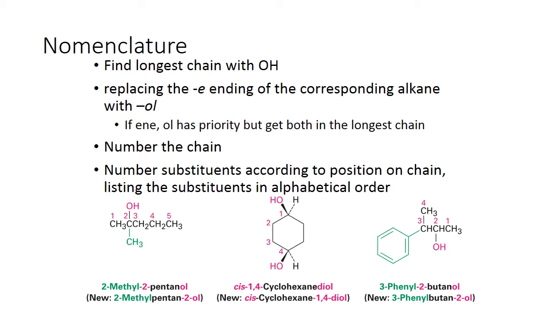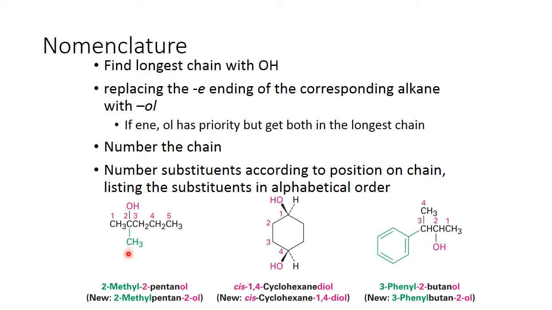Okay, so let's look at some examples here. If we look at this one on the left, you will see the longest chain is 5 carbons. So with 5 carbons, we're going to say pent. And then the functional group is ol, so we say pentanol. We will say 2-pentanol because the ol is on the number 2 carbon. And because the methyl is also on that number 2 carbon, we call it 2-methyl-2-pentanol.